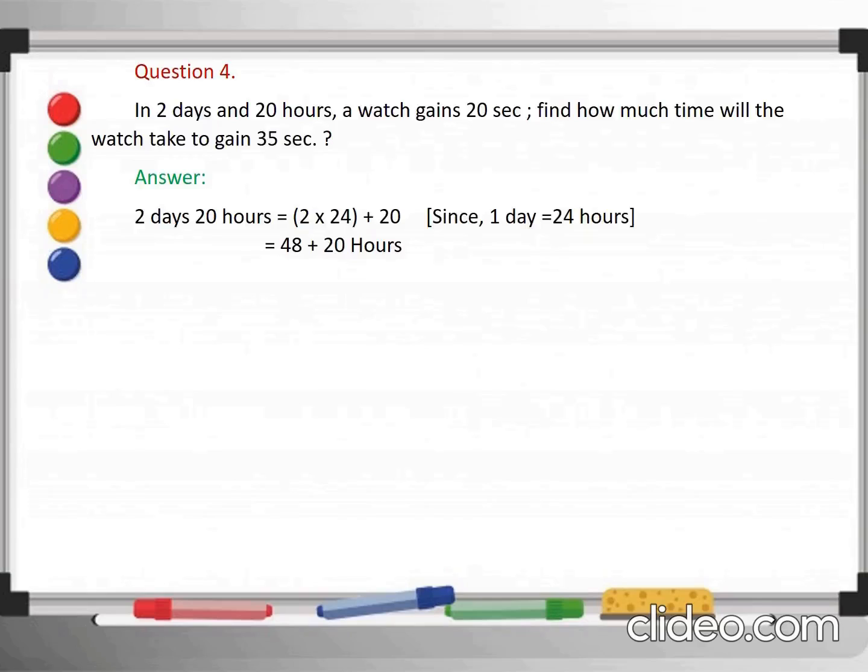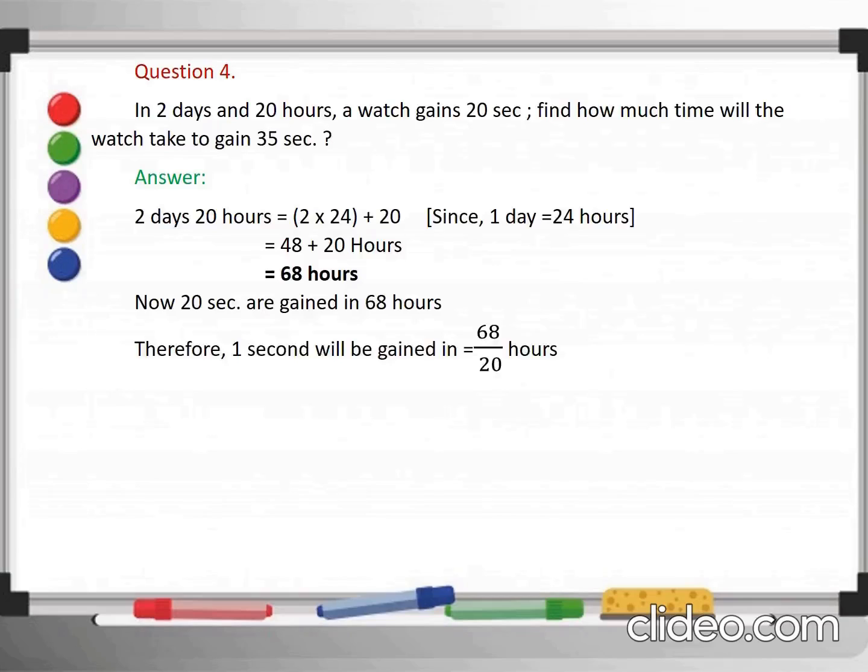Already in the question it is given 2 days 20 hours. So along with 48 we'll add 20 hours. So we'll have 68 hours. Now 20 seconds are gained in 68 hours. Therefore 1 second will be gained in 68 upon 20 hours. 35 seconds is gained in 68 upon 20 into 35.